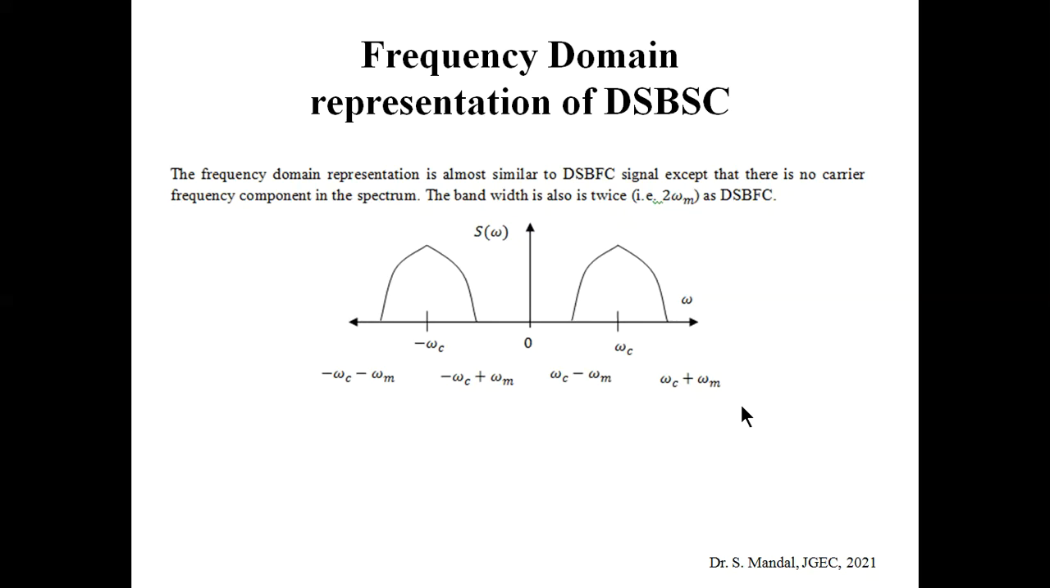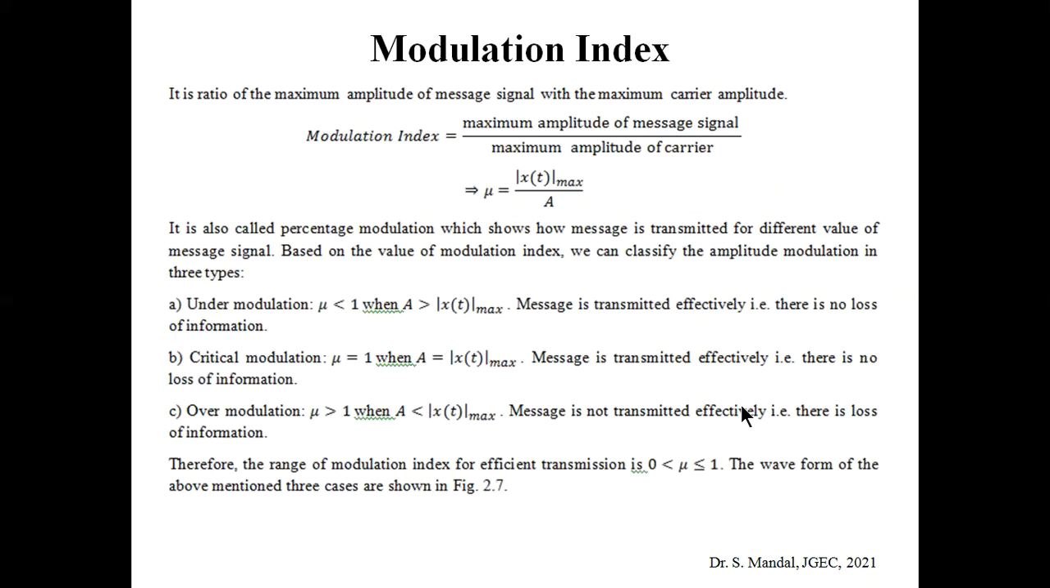And full carrier: if the carrier term is present along with the modulated signal, that means the original modulated signal is x(t) cos omega_c t. Apart from the original modulated signal, if there is another term A cos omega_c t, that will be DSBFC. And if there is no carrier term, that will be DSBSC or suppressed carrier. So full carrier, suppressed carrier. If the carrier is present, full carrier. If there is no carrier, that is called suppressed carrier. Clear? Now we will define the modulation index.